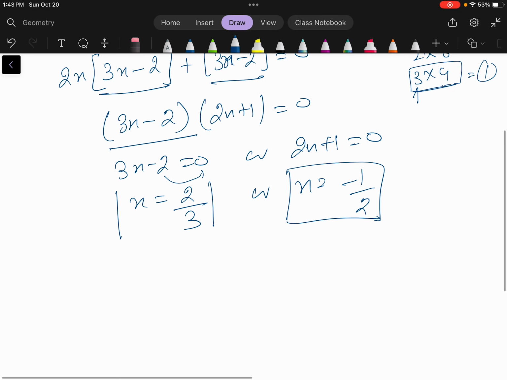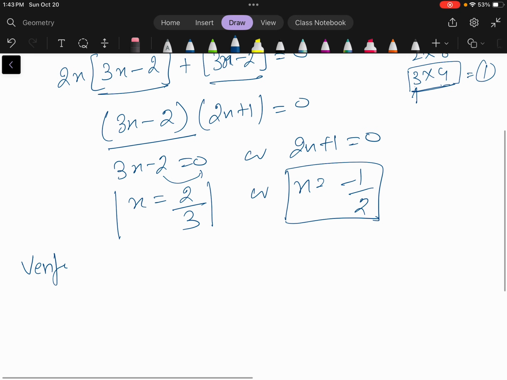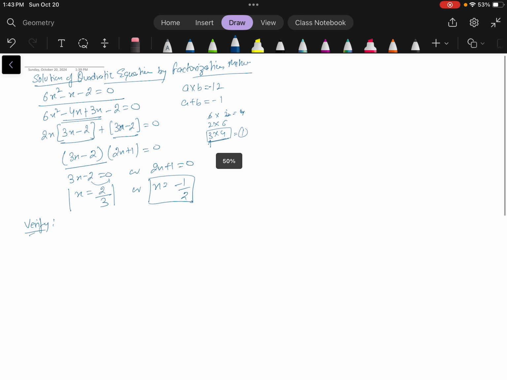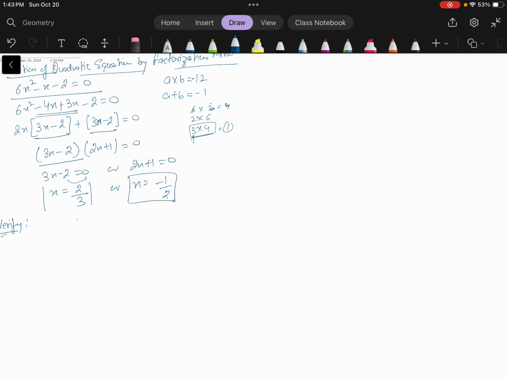So now we will verify this. How will we verify? We will substitute these values in the equation. The equation we have here is 6x² − x − 2 = 0. So this is the equation.